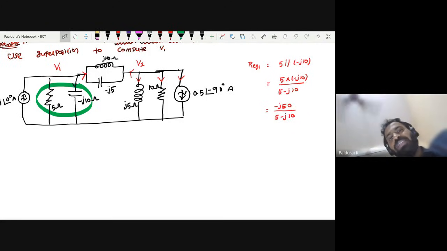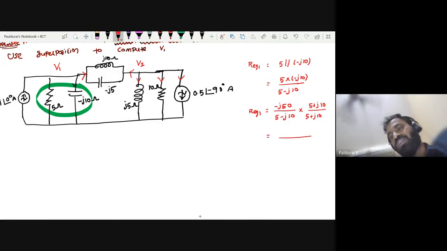How will you find the real and imaginary part for this minus J50 divided by 5 minus J10? Any idea? Denominator, multiply and divide, sir. Then you want to take the complex conjugate. So you want to multiply and divide by the complex conjugate. You know why, right? So what is the complex conjugate of 5 minus J10? It is 5 plus J10. So multiply and divide by 5 plus J10.